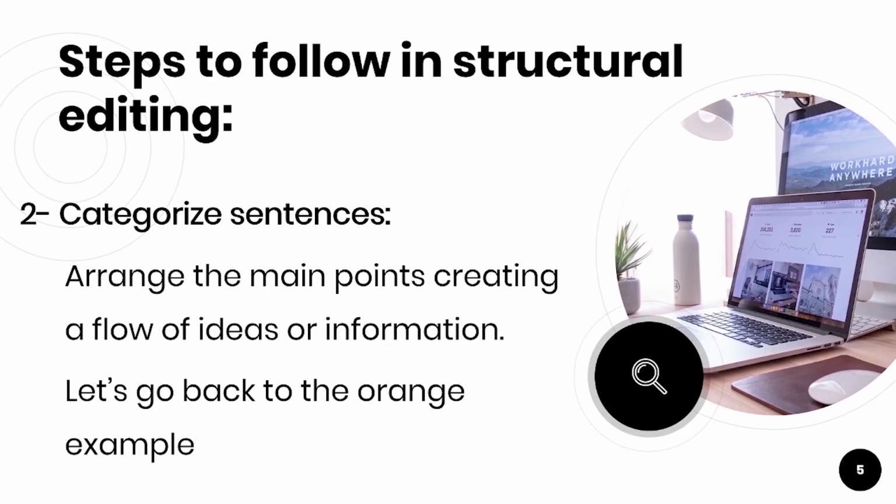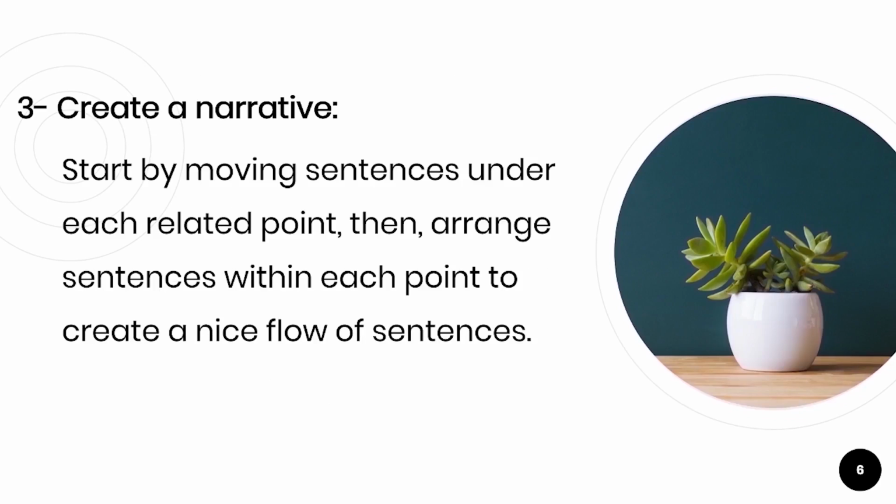Let's go back to the orange example. The first point will be writing about the orange trees, origin, growing areas, and seasons. Second, you will start writing about different types of orange and the difference between them, and so on. Start by moving sentences under each related point. Then arrange sentences within each point to create a nice flow of sentences. It's like writing a story that develops through your article.